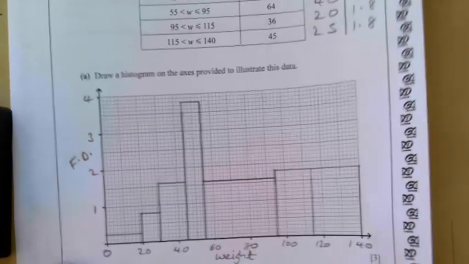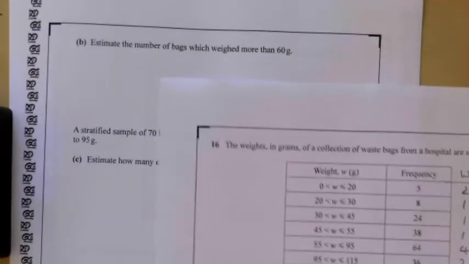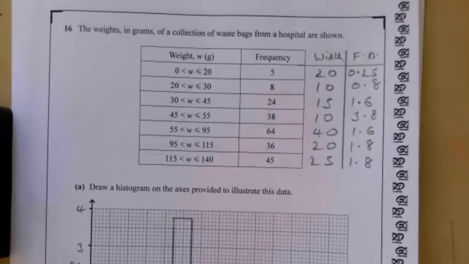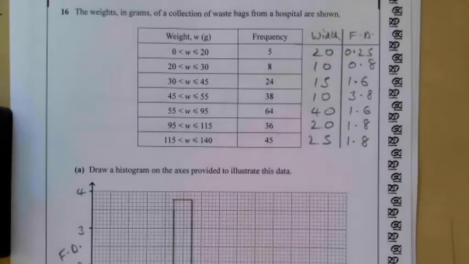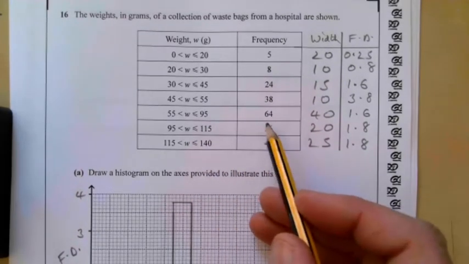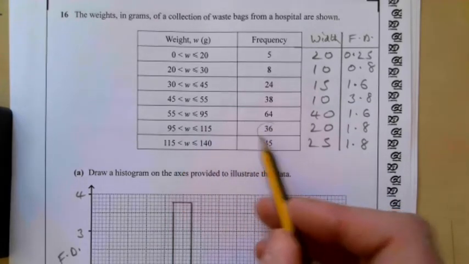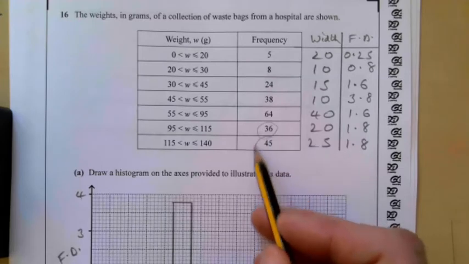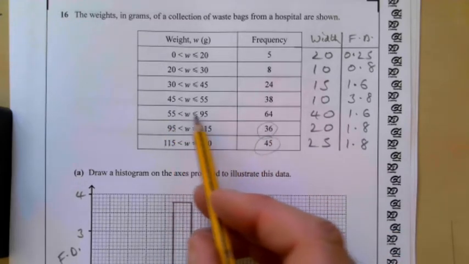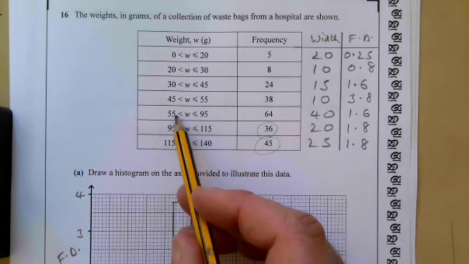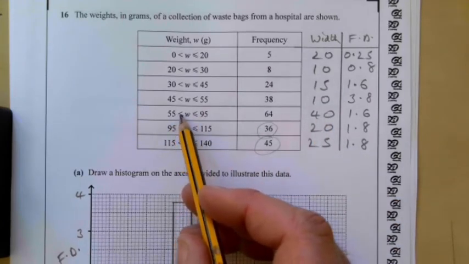On to the next part. These bits tend to be quite tough. Estimate the number of bags which weighed more than 60. So ones that weighed more than 60, I'm always tempted for this to just look at the table. I think it makes a bit more sense. So these ones are definitely more than 60. That's fine. Those are more than 60. That's fine. This group here is a size 40, and 60 appears an eighth of the way through.